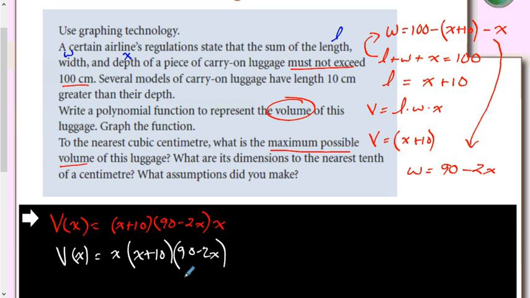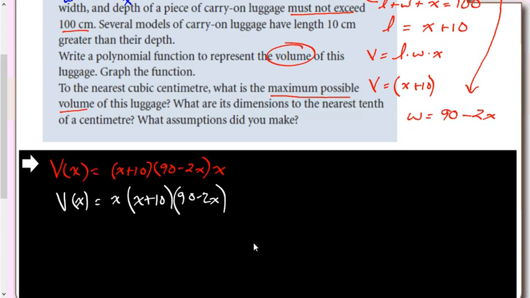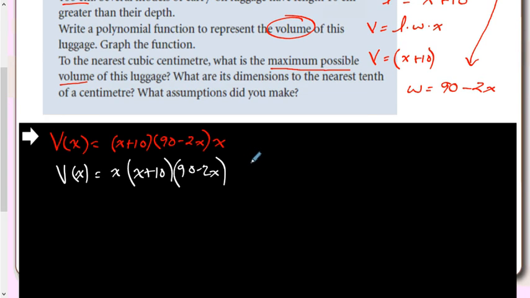And we were asked to write a polynomial function to represent the volume. That's what we have. Since that's all we're asked to do, I would stop here. We could expand it, but if I expand this, I'm more likely to make mistakes than if I just leave it as it is. And since we're not asked to expand it, I would just leave it at this point, and where we're asked to graph the function, I would enter it into my calculator just like this.